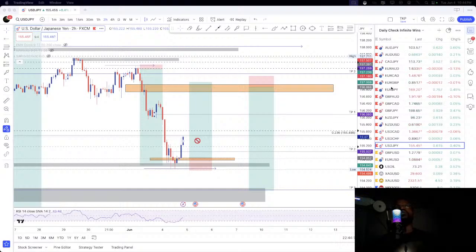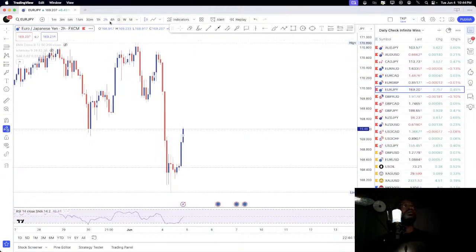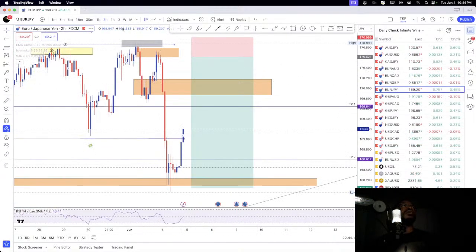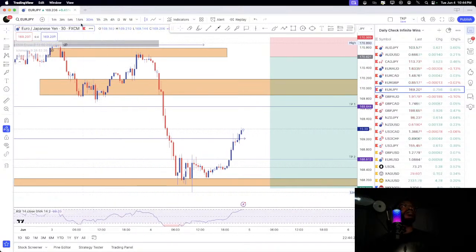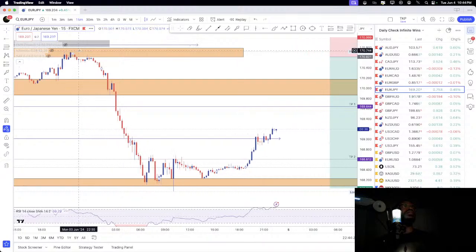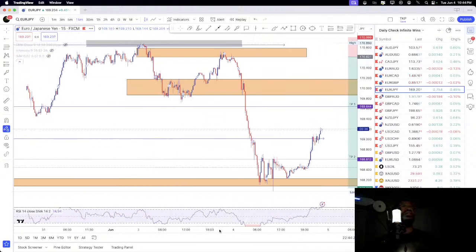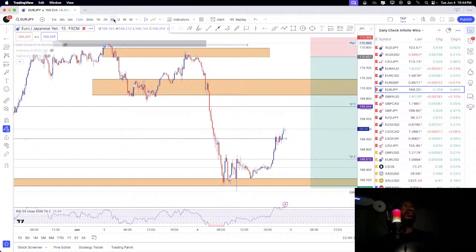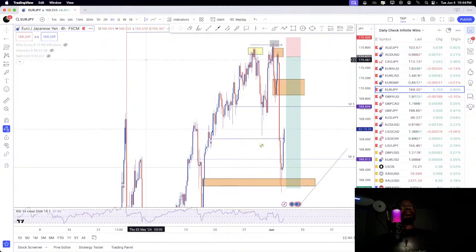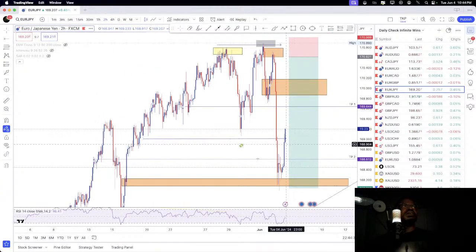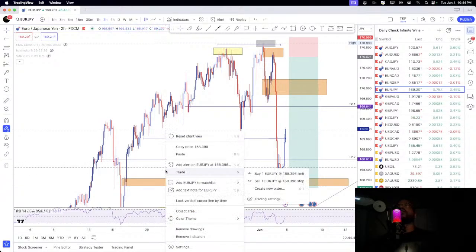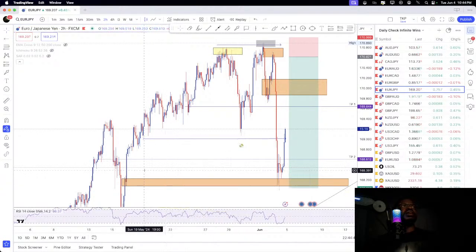All right, Euro JPY. Pretty sure we got something similar. Man, these things were stopping at these areas. This is really accurate, man. Wow.